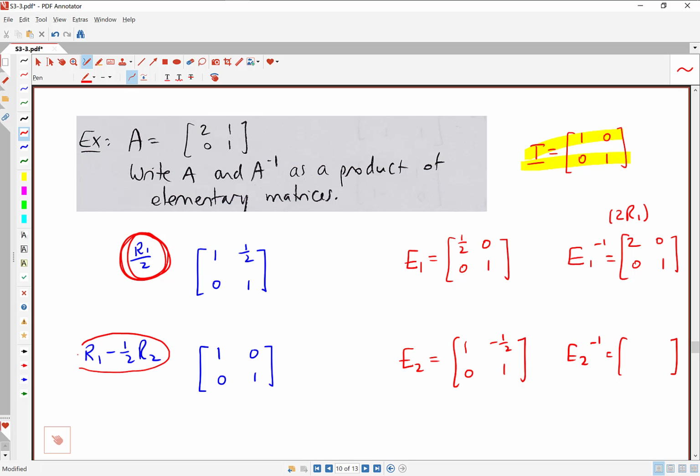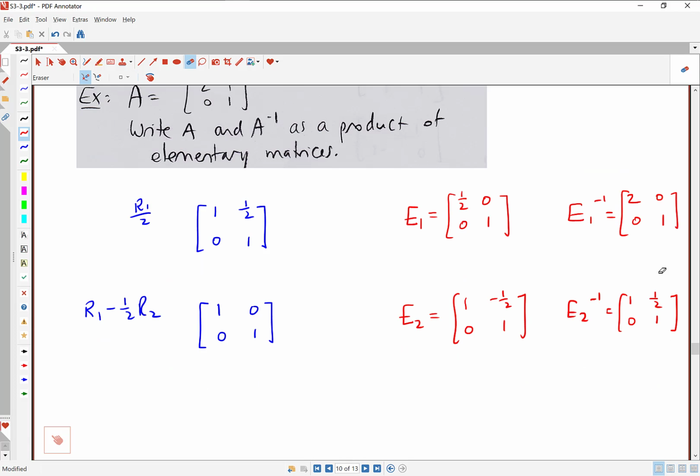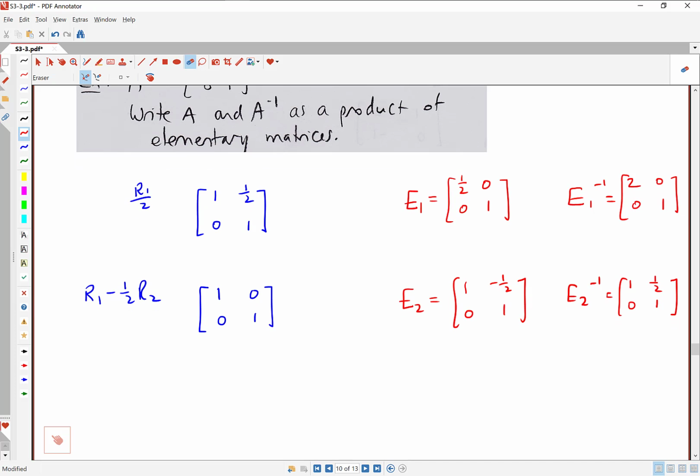So the operation we're talking about is row 1 minus half row 2. The inverse of that would be row 1 plus half row 2. And then think about the matrix that encodes that operation. So you start with the identity matrix, perform the operation row 1 plus half row 2 on it, and it would look like 1, half, 0, 1. Okay, so now we've got all the ingredients that we need to answer the question, and we'll just figure out how to put it all together.